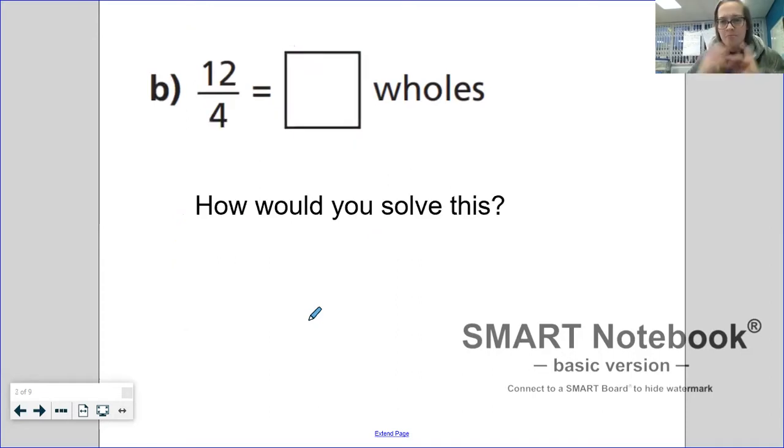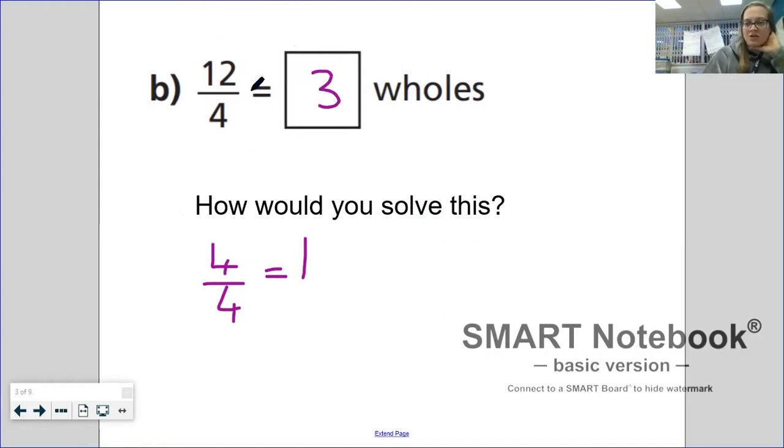So this one now, let's think how we'd solve it. We've got 12 quarters. Well, I know that 4 quarters is equal to 1 whole. So 4 is 1, 8 would be 2. Let's count in 4s: 4, 8, 12. 12 would be 3 wholes.